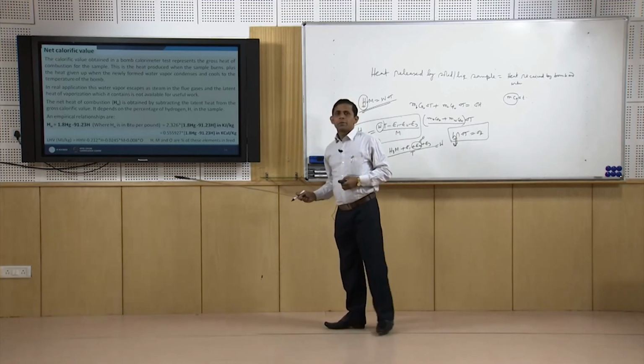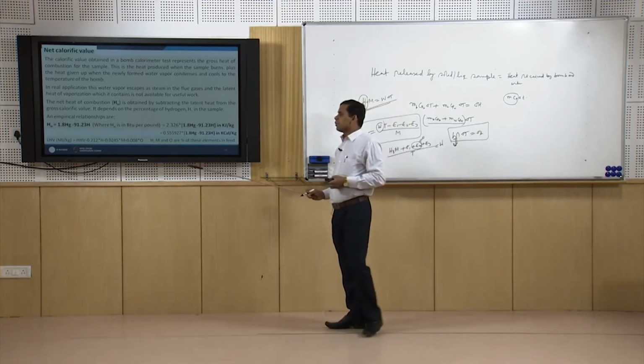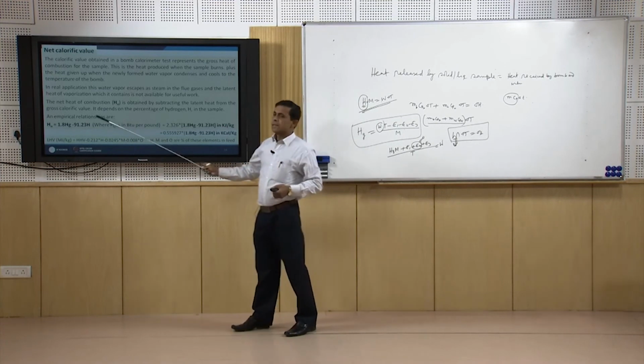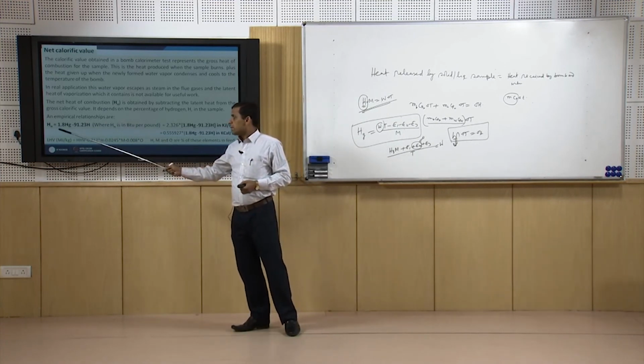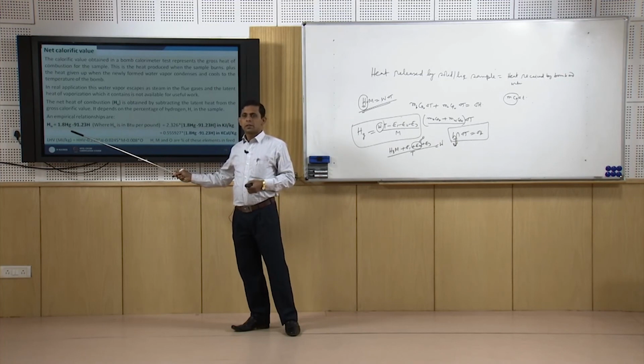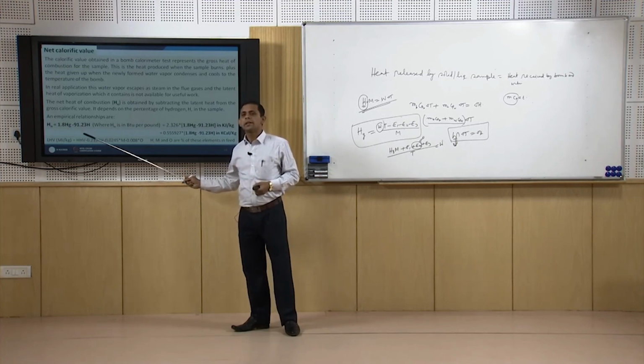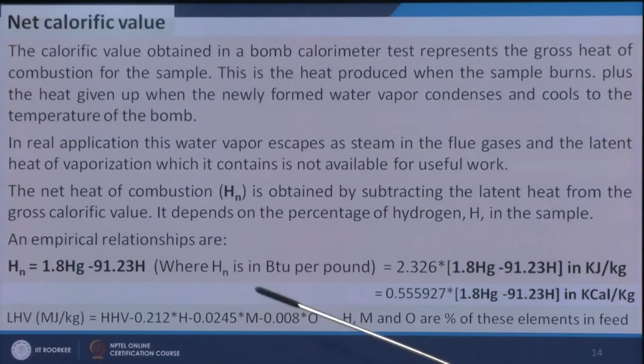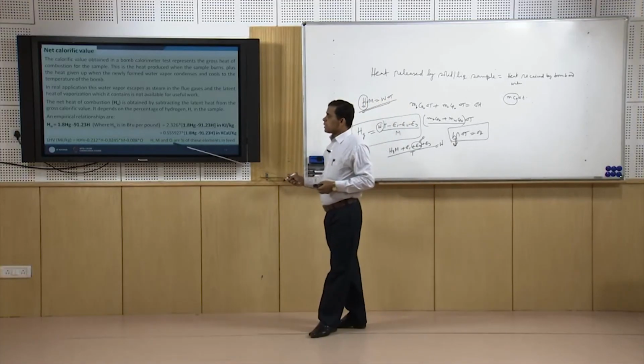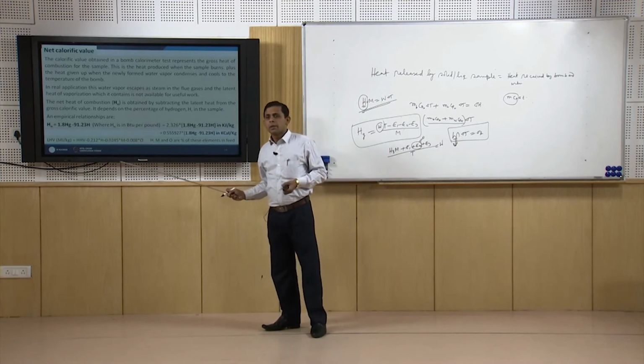Now, what will be the net calorific value? To determine the net calorific value, some empirical relationships are given, that is H net is equal to 1.8 into H gross, higher heating value, minus 91.23 into H, where H is the hydrogen percentage, but this is when Hn is in unit of BTU per pound. After conversion we get 0.555927 into 1.8 Hg minus 91.23 H in kilocalorie per kg unit, and some other expressions are also available.